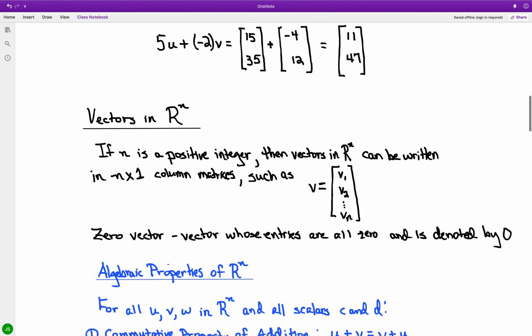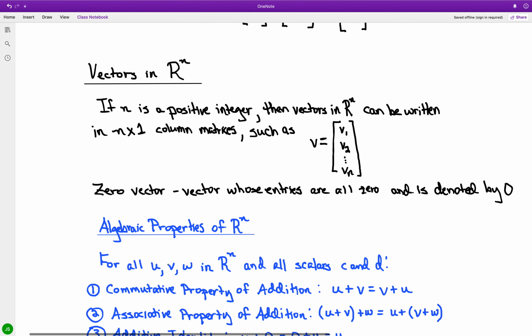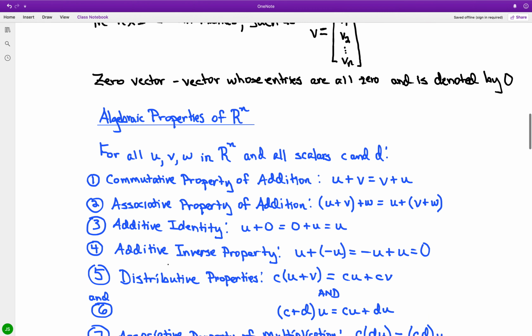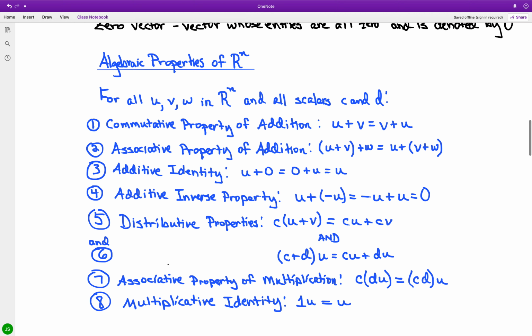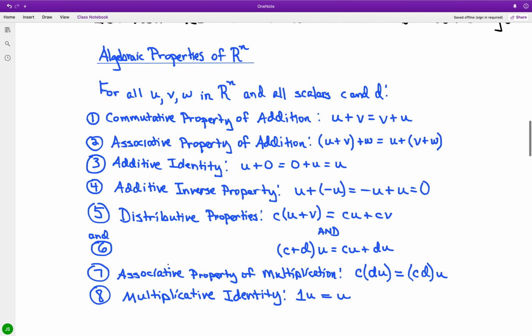Now, in the case of algebraic properties of vectors, say if you have vectors u, v, and w in Rn, and you had the scalars c and d, we have the various properties. So you have the commutative property of addition, u plus v is equal to v plus u, and with the vectors u, v, and w involved, we have the associative property of addition.